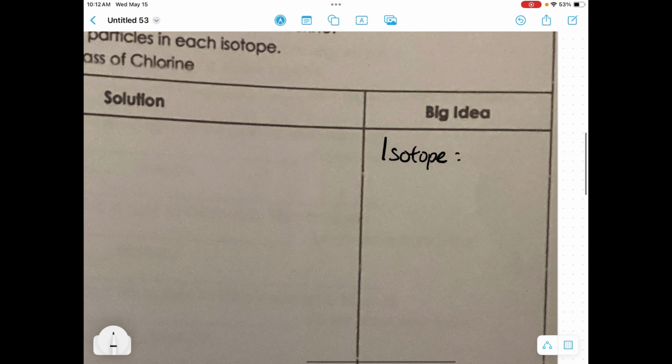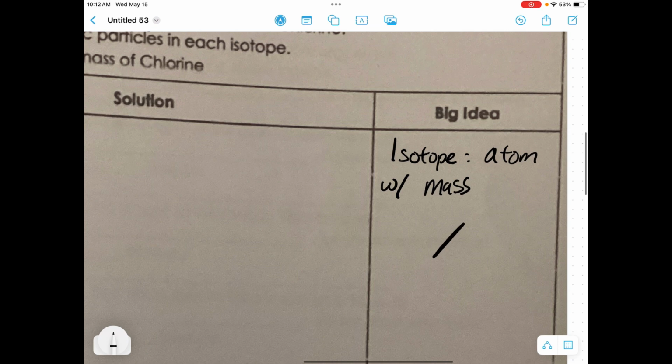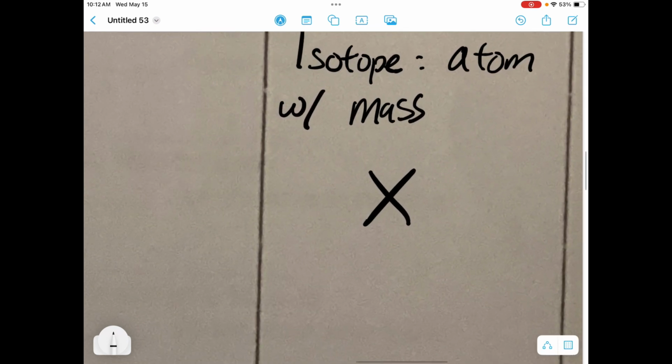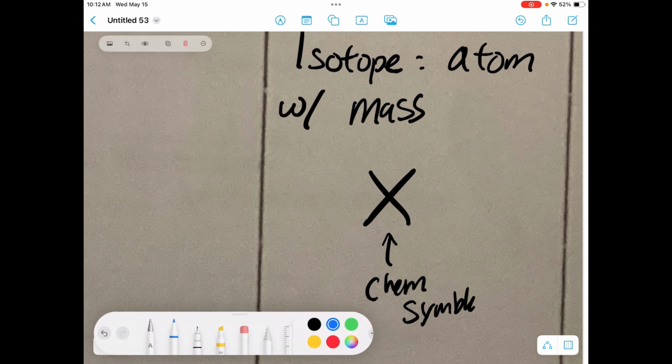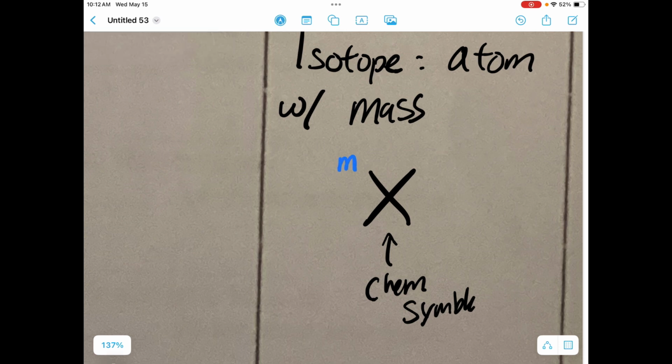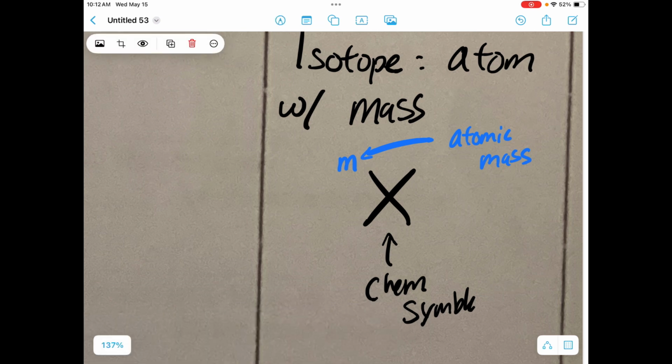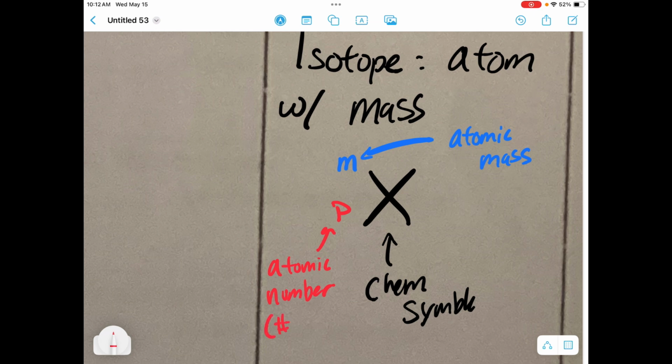So we said an isotope is just an atom with a different mass. It's a variation of an atom. So if I have the isotope notation, I'm going to start with a chemical symbol. I'm just going to put X as an example. It's a general thing. On top of that chemical symbol, I'll have some number. That will be my atomic mass. And then on the bottom part of that symbol, I will put the atomic number, which is just the number of protons.